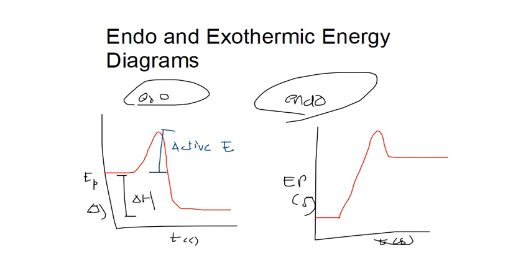So here the activation energy will be again from the beginning to the peak, and the delta H is going to be the difference between the final and the initial. So here it's going to be a positive value. As we can see, the final is going to be a greater magnitude than the low initial.